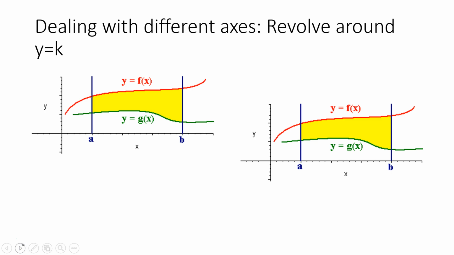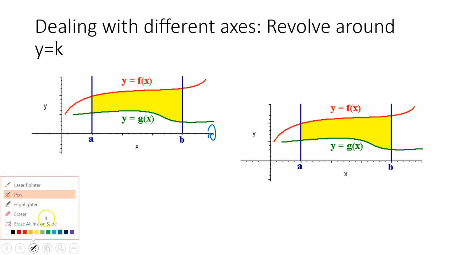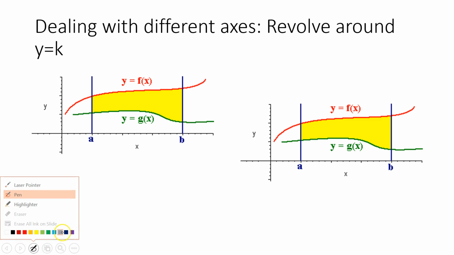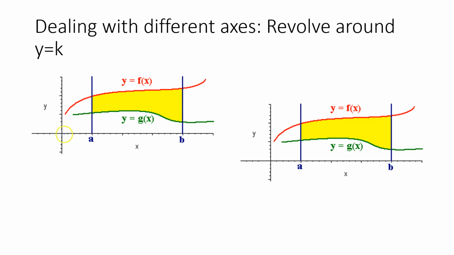Okay, so let's think now what would happen if we're rotating around a different axis. If we were rotating this around the x-axis, that wouldn't be too bad. We would just use washers. But let's say we were going to rotate it around something a little bit lower. So let's say instead of rotating around the x-axis, we're going to rotate around the line, let's say this is -1.